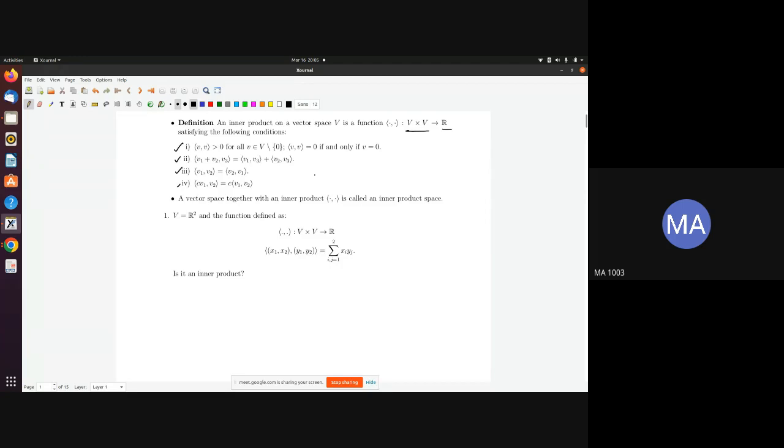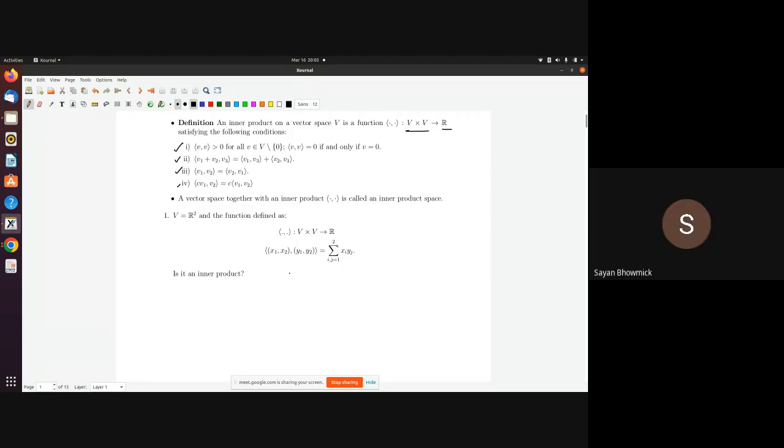So if we check the first example, is it an inner product? This is from R2 cross R2 to R, and the function is defined like this. Is it an inner product? No, sir. Why?